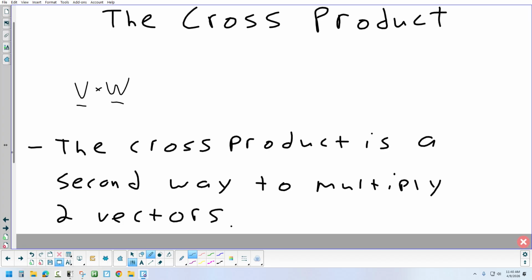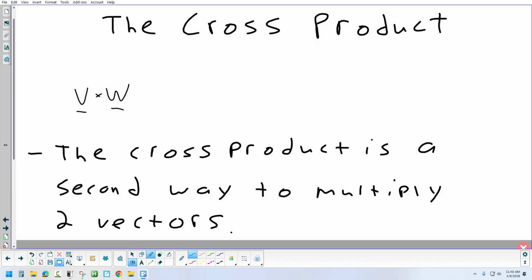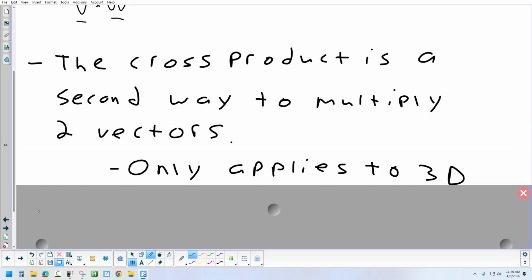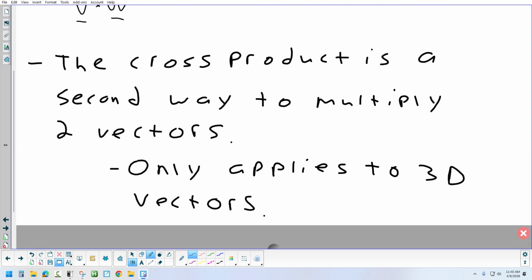So that's why we don't say multiply, because if you told me to multiply V and W, then my next question would be which way? Do you want a dot product or a cross product? And they're not the same. So I just said that. Cross product only applies to 3D vectors.